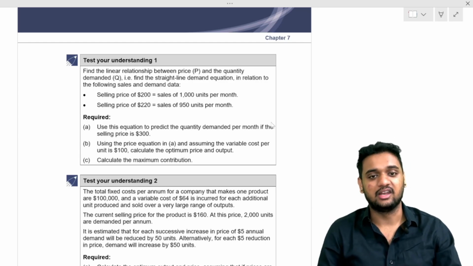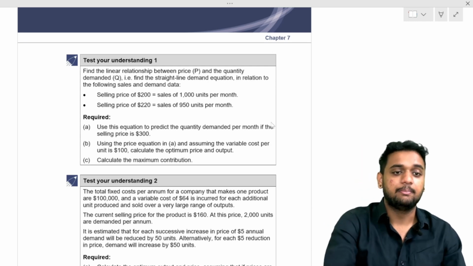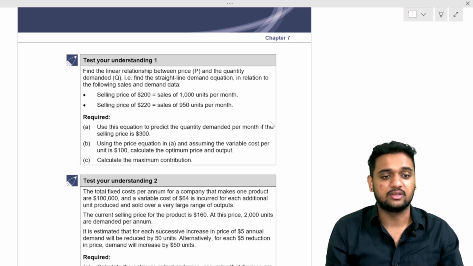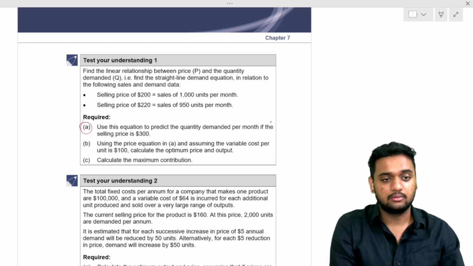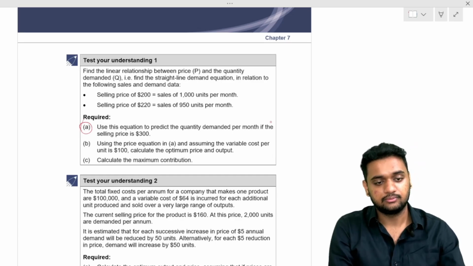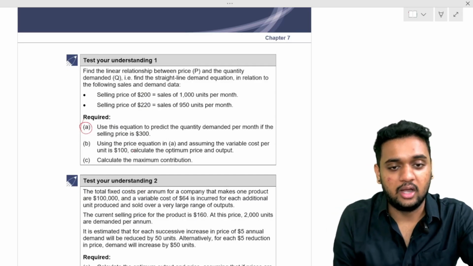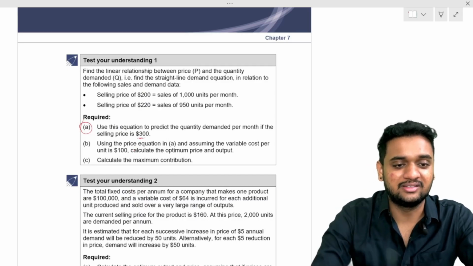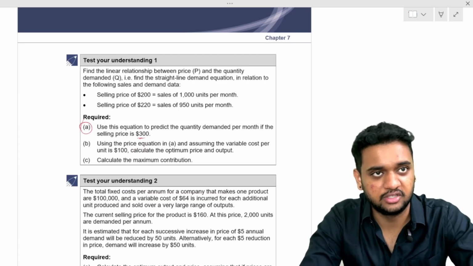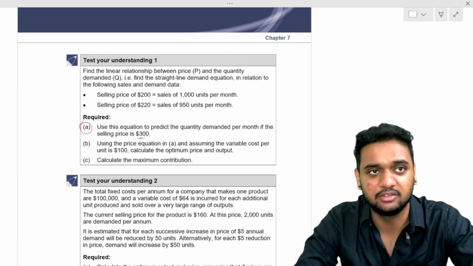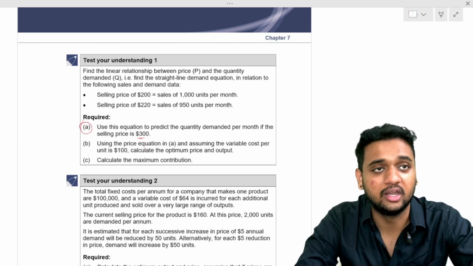Now come to tested understanding question number 1. In part A of tested understanding question number 1, what have they asked in the question? Predict the quantity demanded for the month if the selling price is 300. So this is a different question altogether. They are saying if I give you the selling price of 300, find out the quantity demanded.